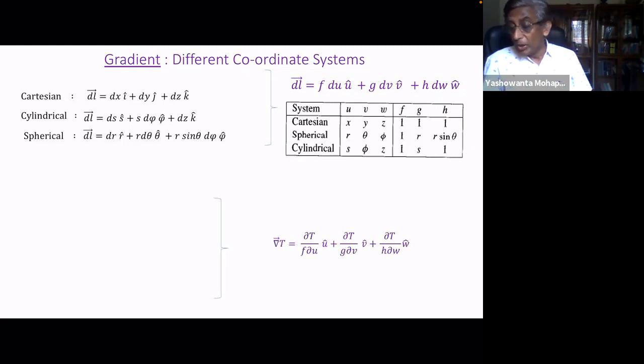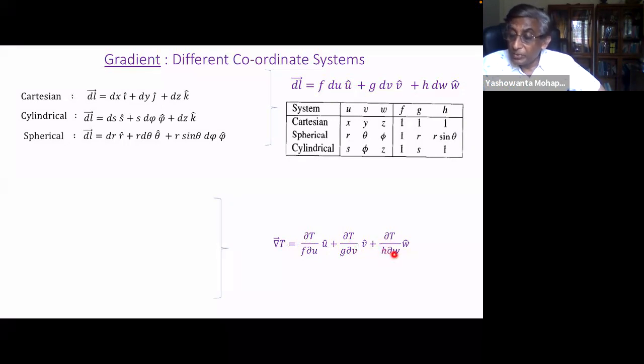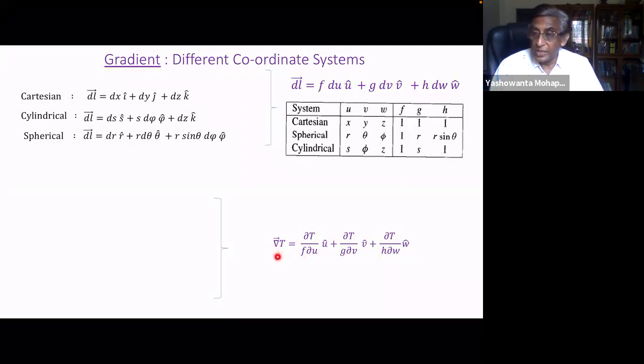So the gradient then is really grad t. You know what grad t is by definition? It is the change around that length element. So f du is the length element in the u direction. So delta t by f du, delta t by g dv, and delta t by h dw. If I knew the length elements in different directions, then I can write down grad t: the change along unit length in that direction.